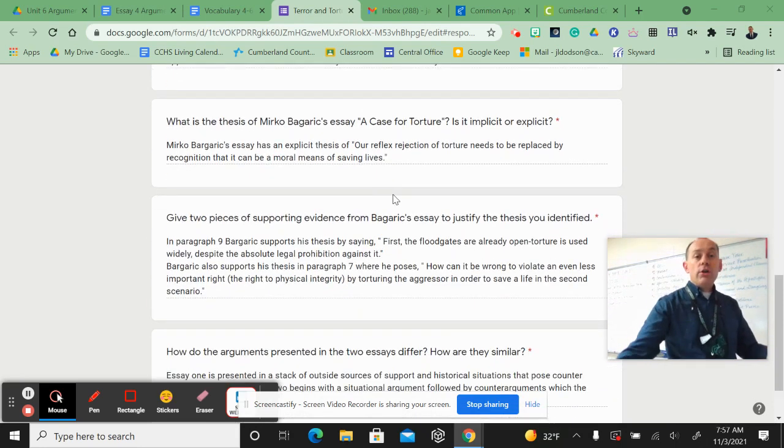What's the thesis for the other essay? A Case for Torture. Is it implicit or explicit? So in Bazelon's essay, it has an explicit thesis of, and this is an exact sentence, our reflex rejection of torture needs to be replaced by recognition that it can be a moral means of saving lives. So you should have noticed in these two essays that they are two opposing viewpoints.